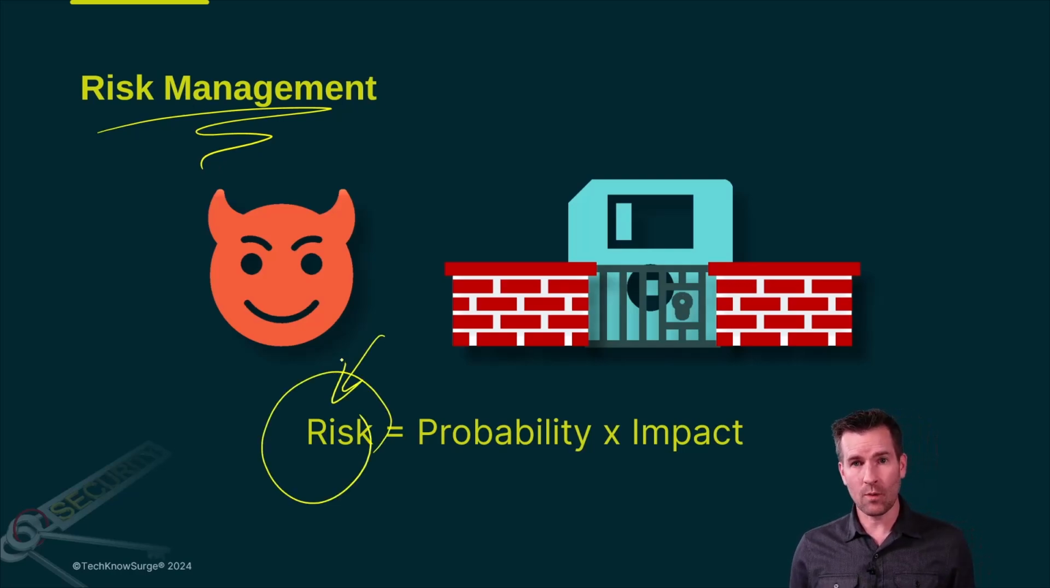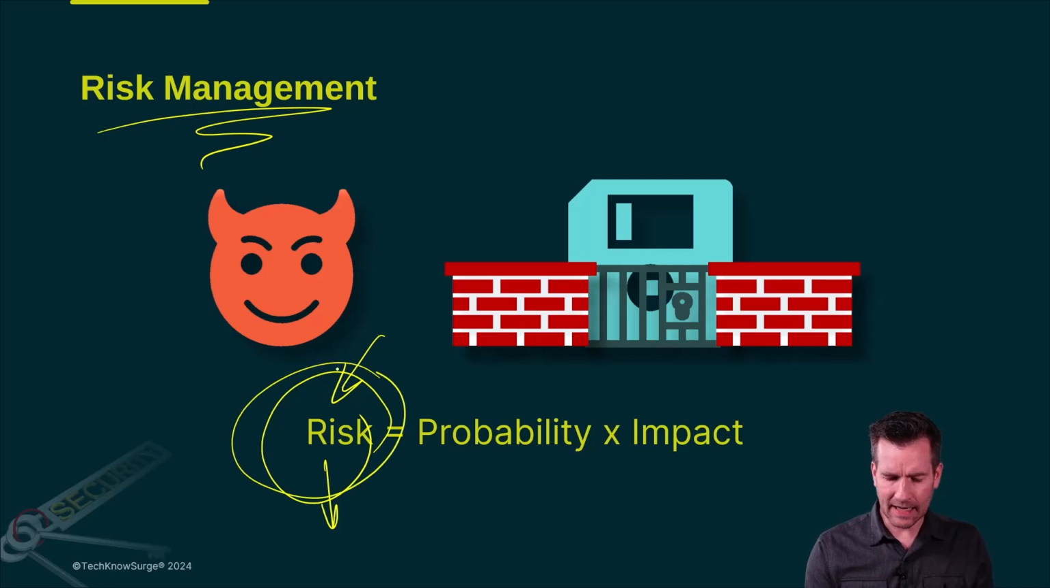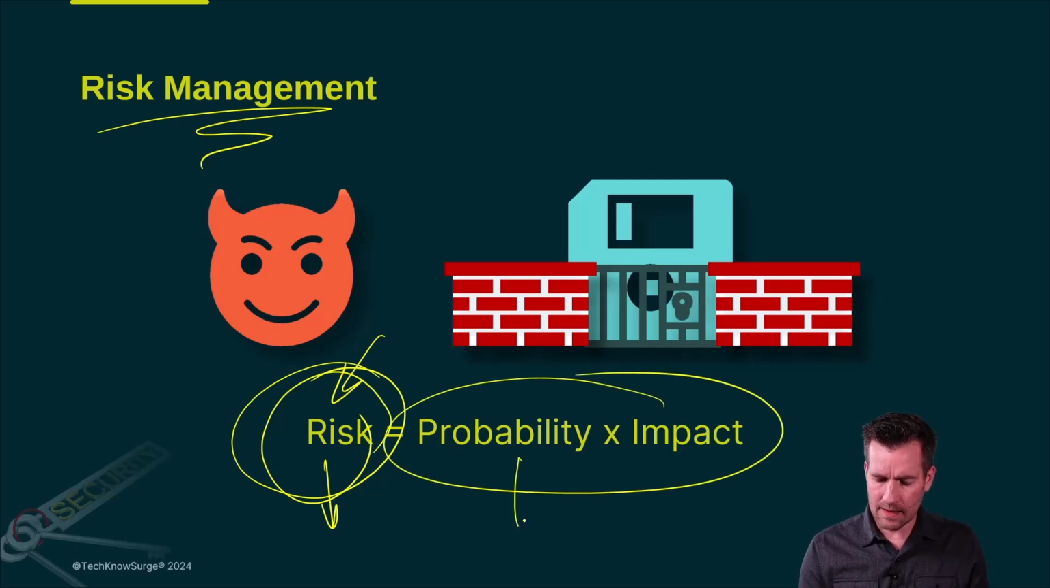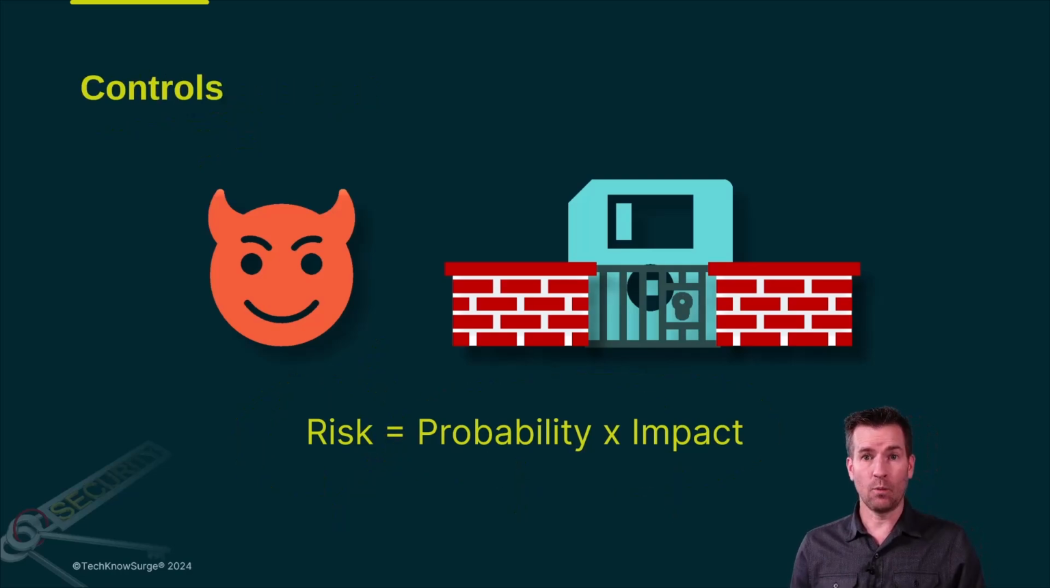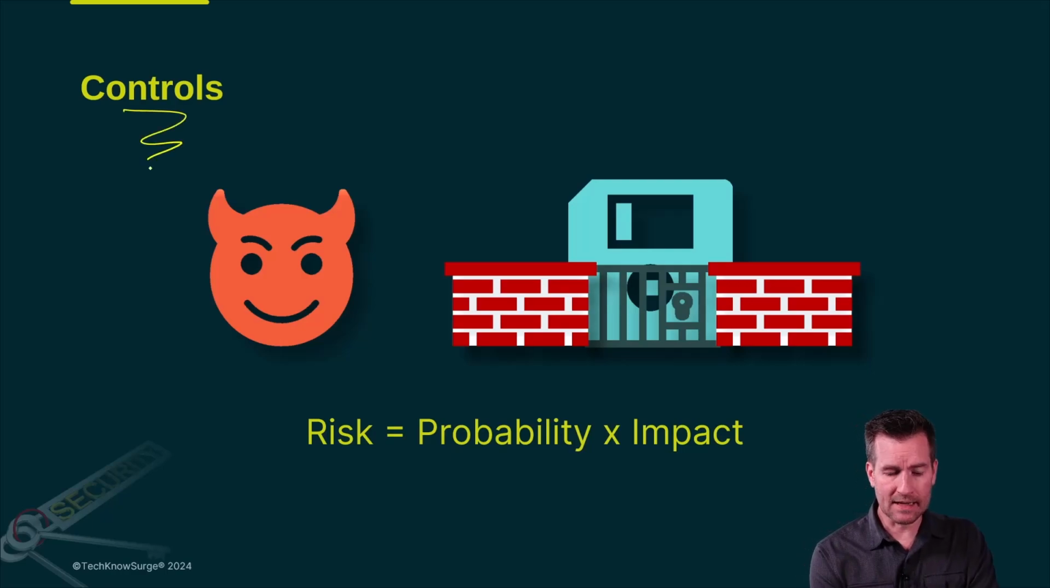We've already mentioned what we want to do is we want to mitigate the risk. We want to reduce the risk. So the risk management process helps identify what the risk is and reduce that risk. And so really, we're reducing the probability and impact. And we're doing that by implementing controls.